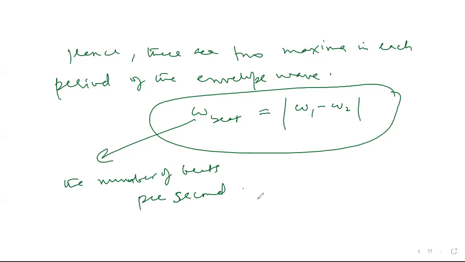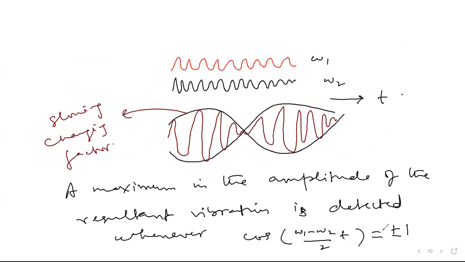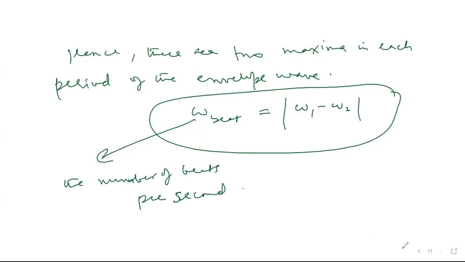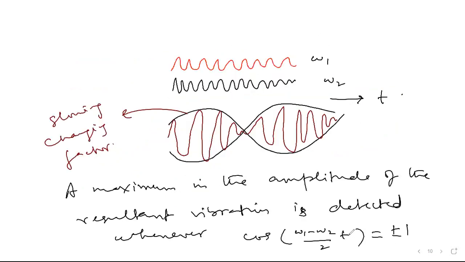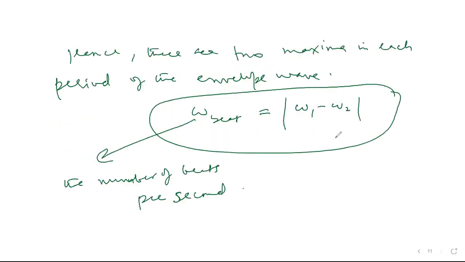Beat is the maximum of amplitude. Now, in each cycle of the amplitude, it becomes maximum twice. That's why beat frequency is 2 times the frequency of the amplitude, which is (omega 1 minus omega 2) by 2. So it's omega 1 minus omega 2. We have written it in modulus. Whether omega 1 is greater than omega 2 or omega 2 is greater than omega 1, we have to take the difference.